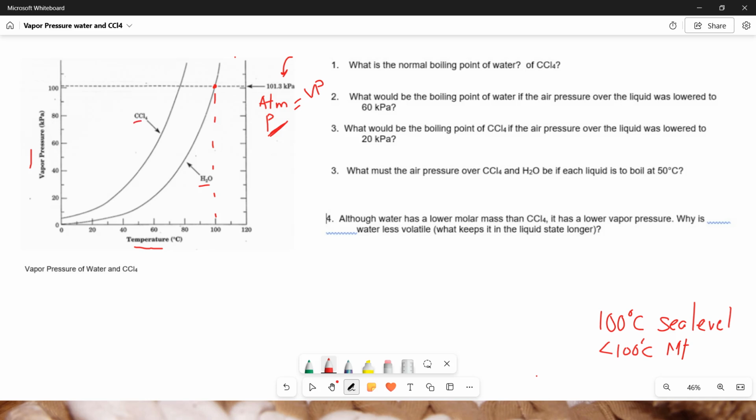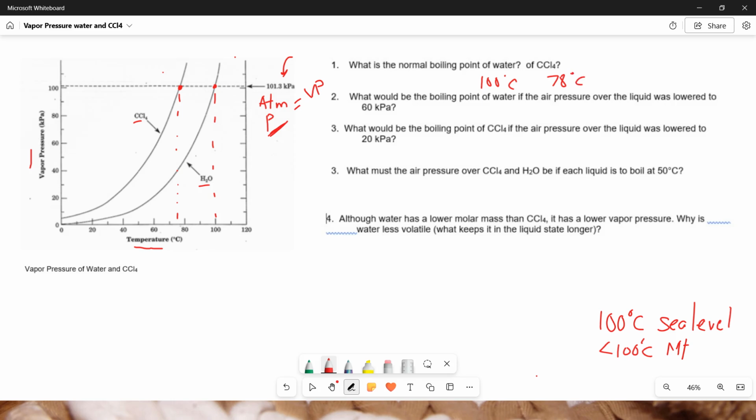If we look at our other substance, carbon tetrachloride, you can see it intersects here with atmospheric pressure at a lower temperature. So if we drop down, it's going to be somewhere around 78 or so. So the normal boiling point of water is going to be 100 if we look at these questions here, and of carbon tetrachloride, it's going to be 78 degrees.